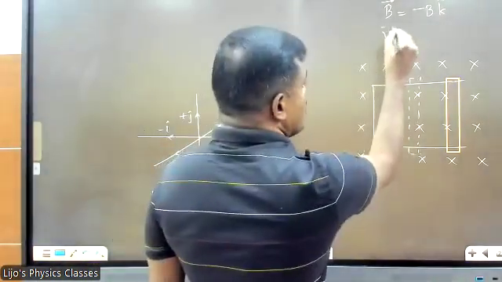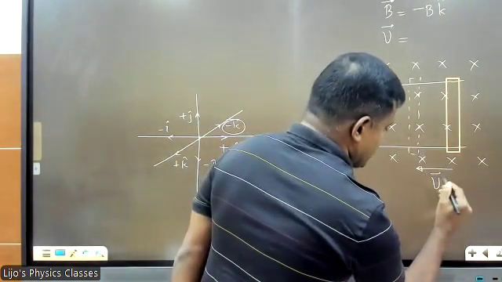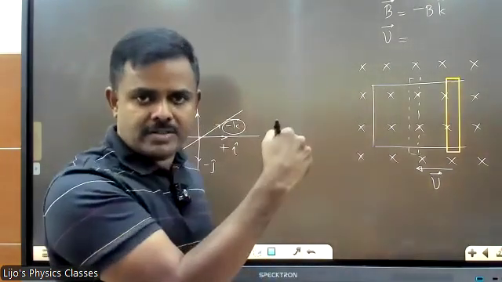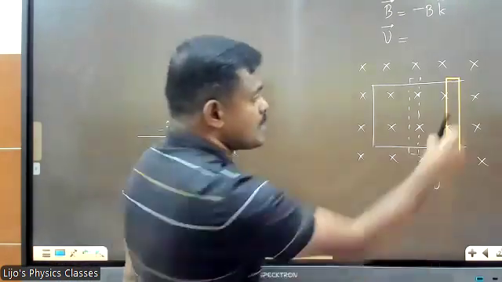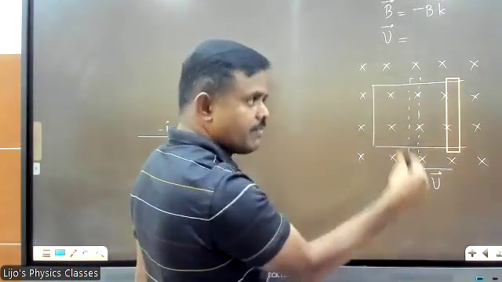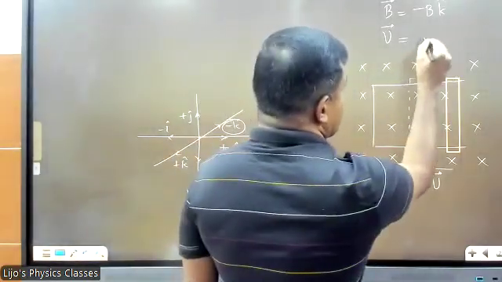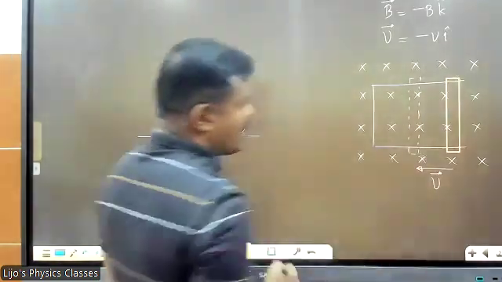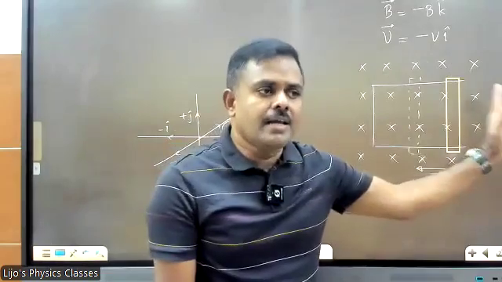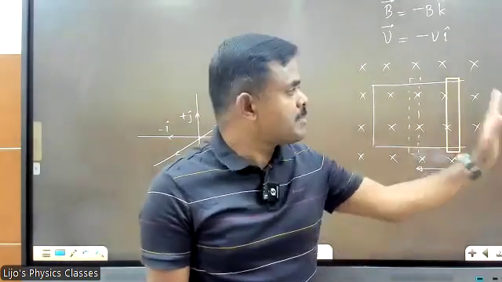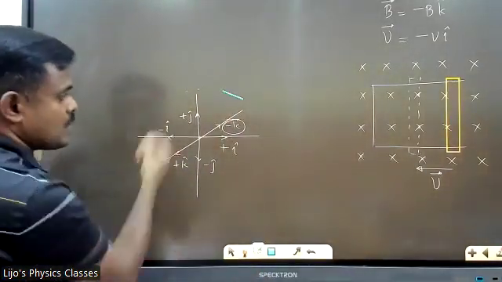Then how about velocity? Where is the conductor moving? I said it is moving to the left. I took it as moving to the left. You can take it as moving to the right as well. So I'm just pushing the conductor to the left. Instead, if you want to push it to the right, that's fine, no problem. So it is minus V I cap. Why minus V I cap? Because rightward is plus I, leftward is minus I. Got it?